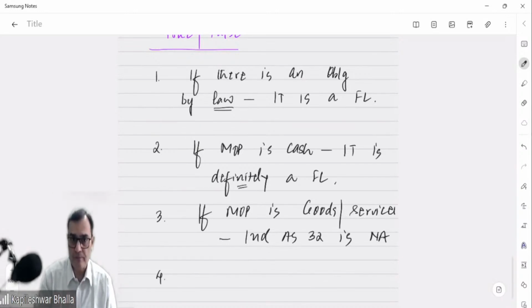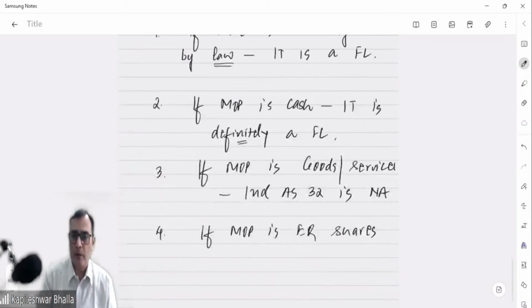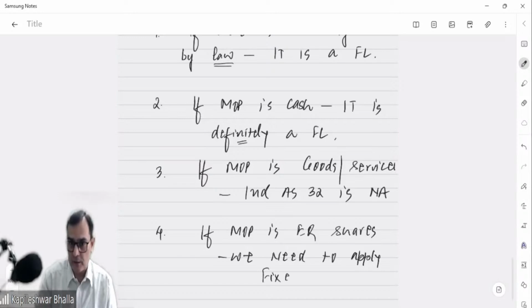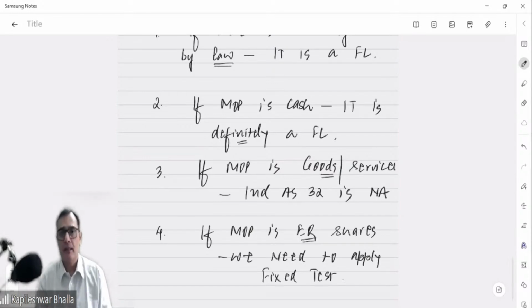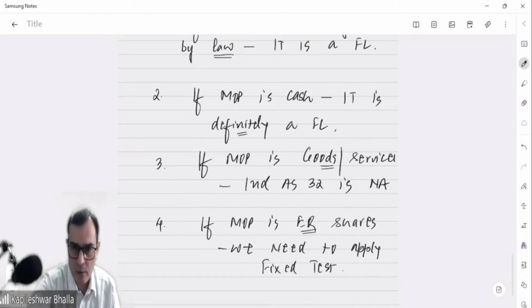Number four, if mode of payment is equity shares, we need to apply the fixed test. That's a statement where you need to decide true or false. So if the mode of payment is equity shares, the focus is equity shares. Here the focus was goods and services. Accordingly, you decide. And I think another small little question at this end.